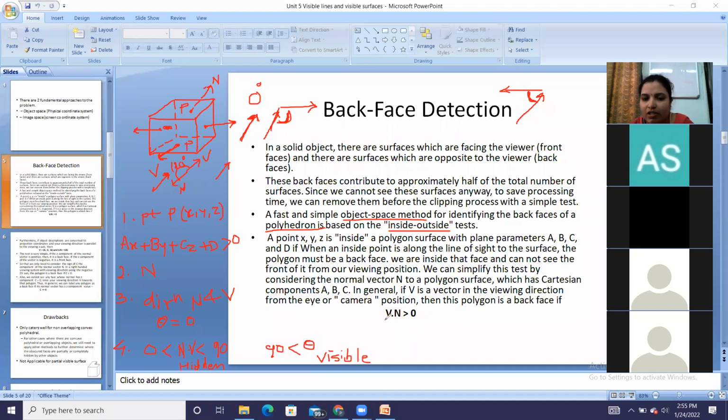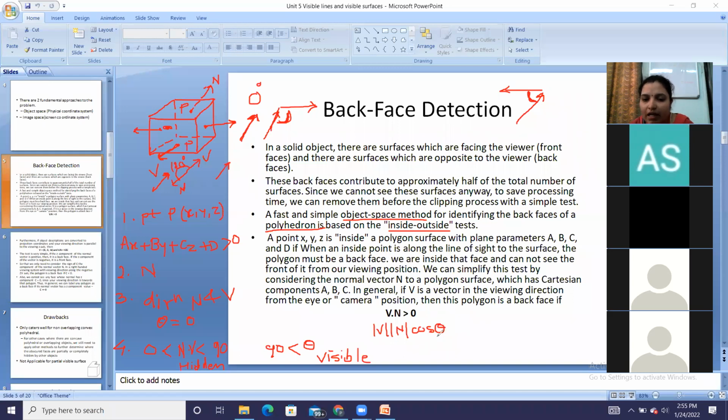Now what is this expression v dot n greater than 0? So meaning is here v dot n means dot product. So what is the formula? It is nothing but the magnitude of v, magnitude of n, multiplied with cos theta.